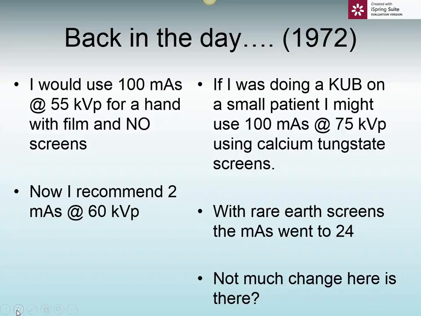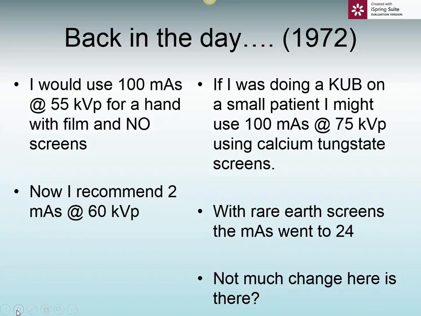And again, this was owing to the fact that you had a much more efficient use of the radiation by these screens. Kind of flip over here now, in the days of the digital world, as you probably know, 2 mAs at about 60 kV is probably pretty decent for a hand. Remember now, part of this has to do with the fact that I would advocate using a higher kV. You might even make an argument that 2 mAs is too much at 60 kV.